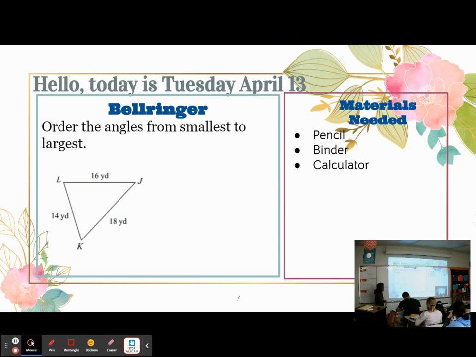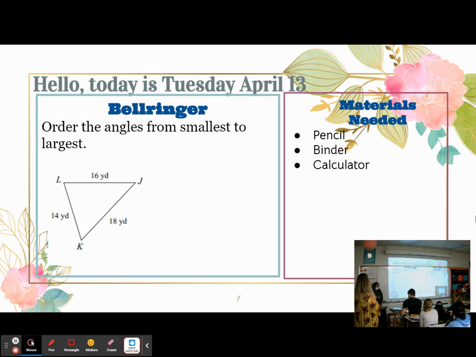So 14 is the smaller side, so I did that as an angle again, offset to it. And then 16 is the biggest size, so it'd be angle K, opposite it. 18 is the biggest size, so it's opposite. Okay, so she said angle J, then angle K, then angle L would be the order from smallest to largest. Abby, tell us, do you agree or disagree?